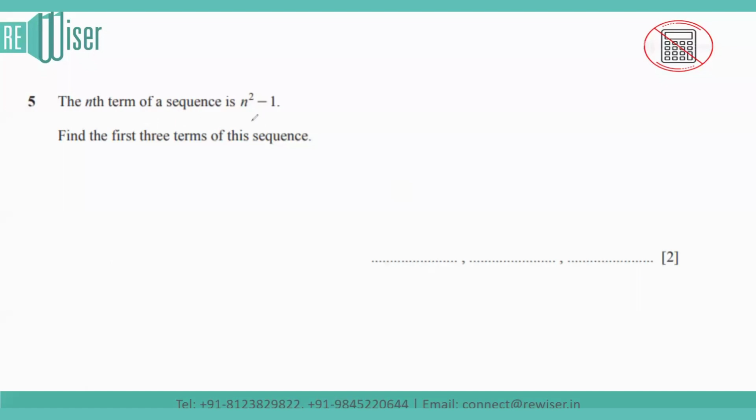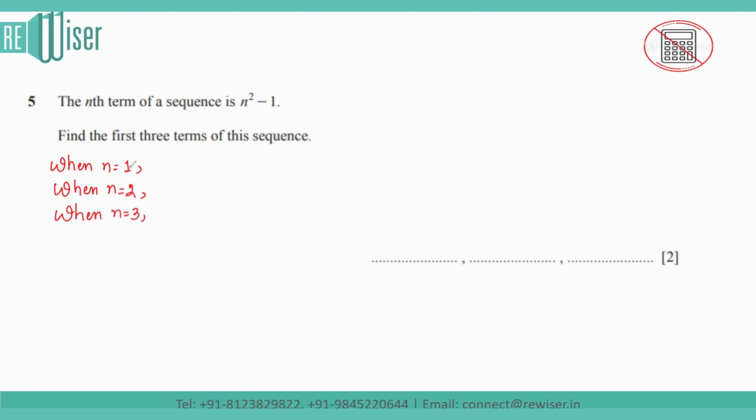The nth term of a sequence is n squared minus 1. We need to find out the first three terms of the sequence. By this we mean when n equals 1, which gives us the first term, when n equals 2, and when n equals 3.